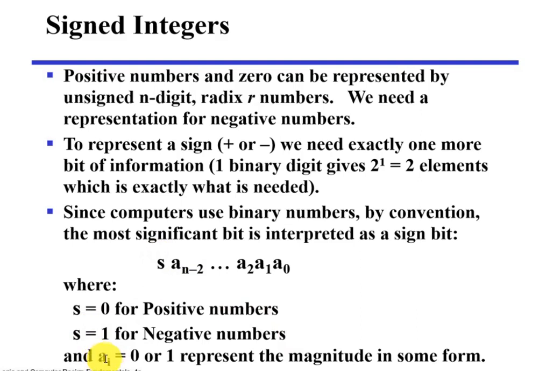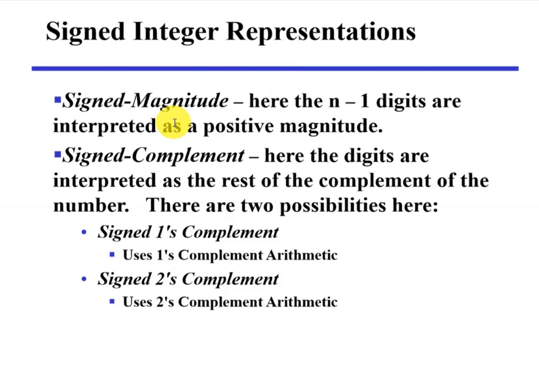And here we have an index to represent the magnitude in some form. Actually, there are various ways of representing signed numbers. One way to represent a signed integer is called sign and magnitude. Another is signed complement, through 1's complement or 2's complement. The simplest way of representing a signed number is the sign magnitude method.